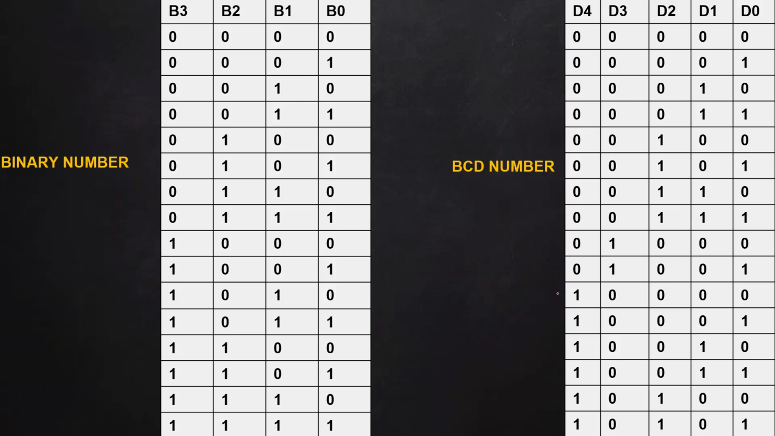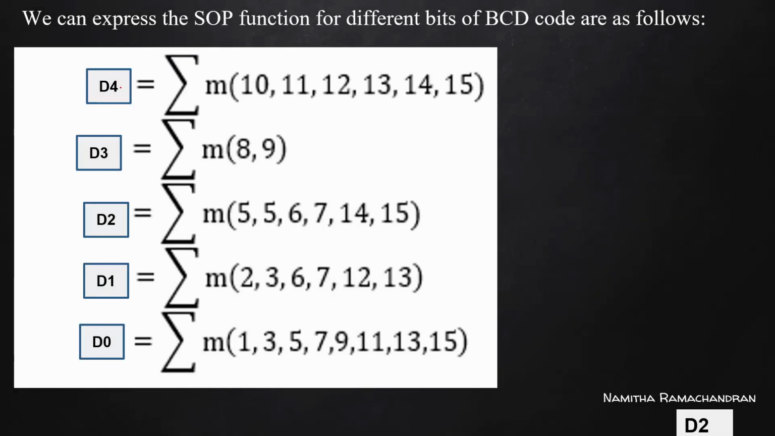Okay, this is actually 10, 11, 12, 13, 14 and 15. So in case of D4, this particular column contains ones only for these inputs. That is for 10, here D4 is 1, and for 11 it is 1, 12, 13, 14, 15 also, here it is 1. So in our SOP form, for D4, the min terms or product terms are 10, 11, 12, 13, 14 and 15.